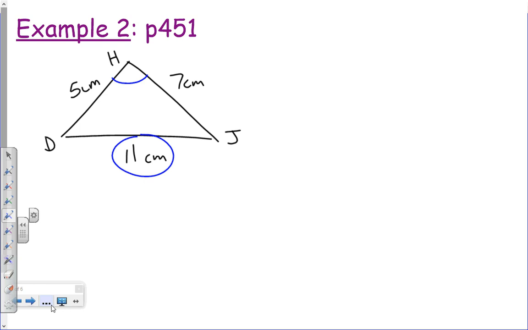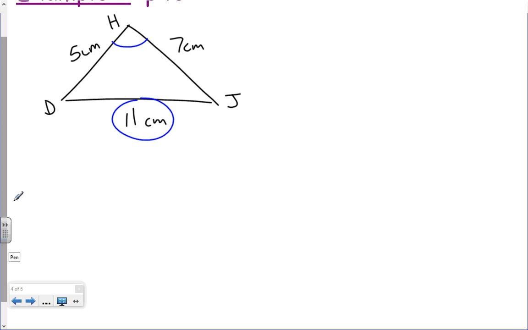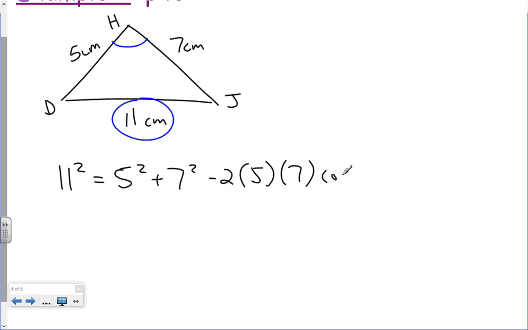So let's set it up that way. But it wouldn't really matter which angle you find. You could pick which one you want to do. So let's take 11 squared is equal to 5 squared plus 7 squared minus 2 times 5 times 7 times the cosine of angle H, they called this.